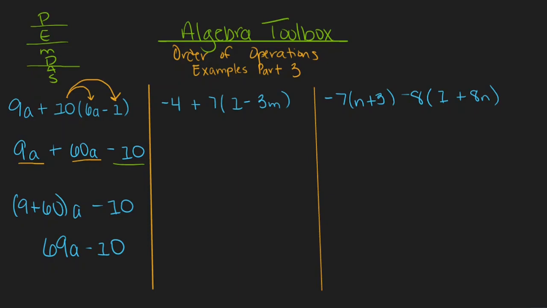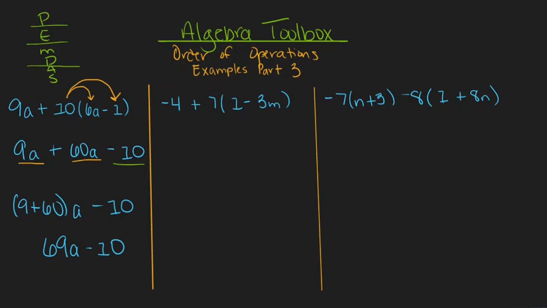We have negative 4 plus 7 times the quantity 1 minus 3m. We're going to get into the same situation here as we had with our last problem, in that I do see that I have some expressions in parentheses, but there's nothing that I can do to actually solve the operations inside those parentheses because I don't have like terms.